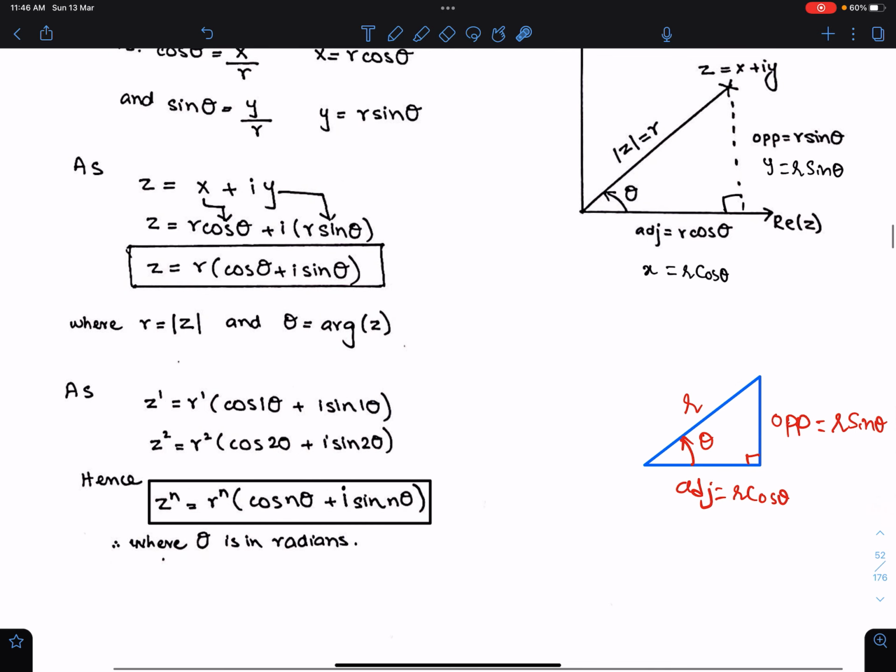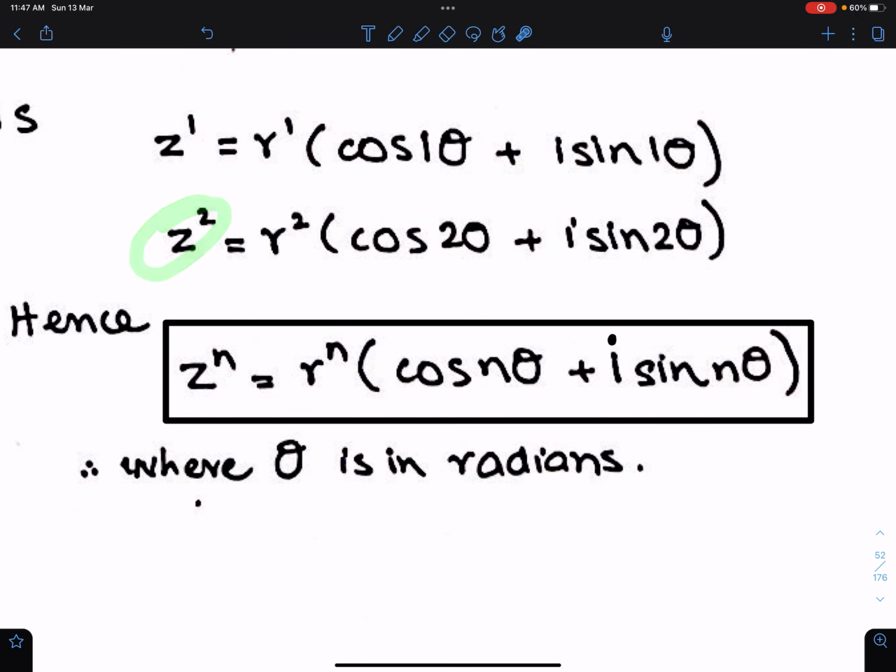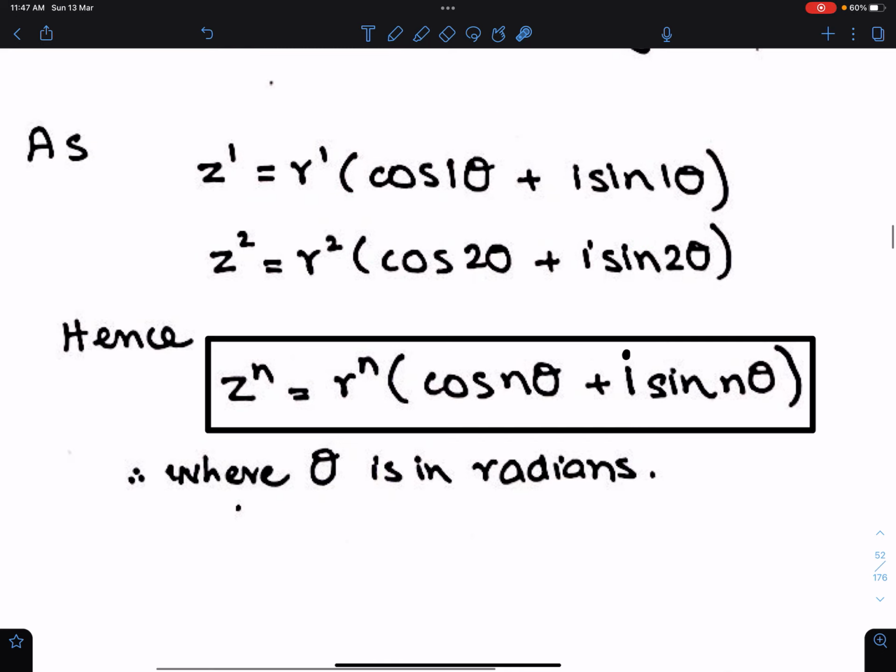We can also write z for different powers. For z power 1, the form is r power 1 cos 1 theta plus I times sine 1 theta. Since this is 1, so r has power 1, and the coefficients of theta will be 1 each. For power 2, z power 2, the form should be r square. This power will come here and this 2 will come here and here. Cos 2 theta plus I times sine 2 theta. And this is in general. Z power n is r power n, cos n theta plus I sine n theta, where theta is in radians.